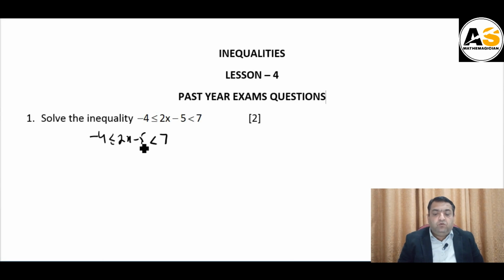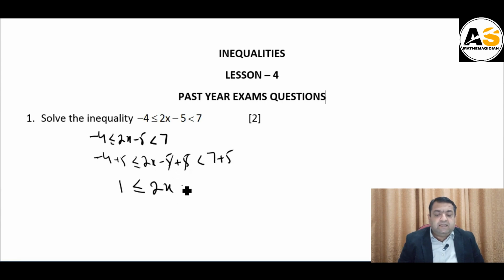First of all, we need to get rid of this minus 5. For that, we will add 5 in all three segments of this inequality. When minus 5 and plus 5 are added, we will get minus 4 plus 5, 1, is less than or equal to, this is cancelled out, 2x is less than or equal to 12. Now we need to get rid of this 2. For that, we will divide this inequality by 2, which is a positive number, hence the inequality will not be reversed.